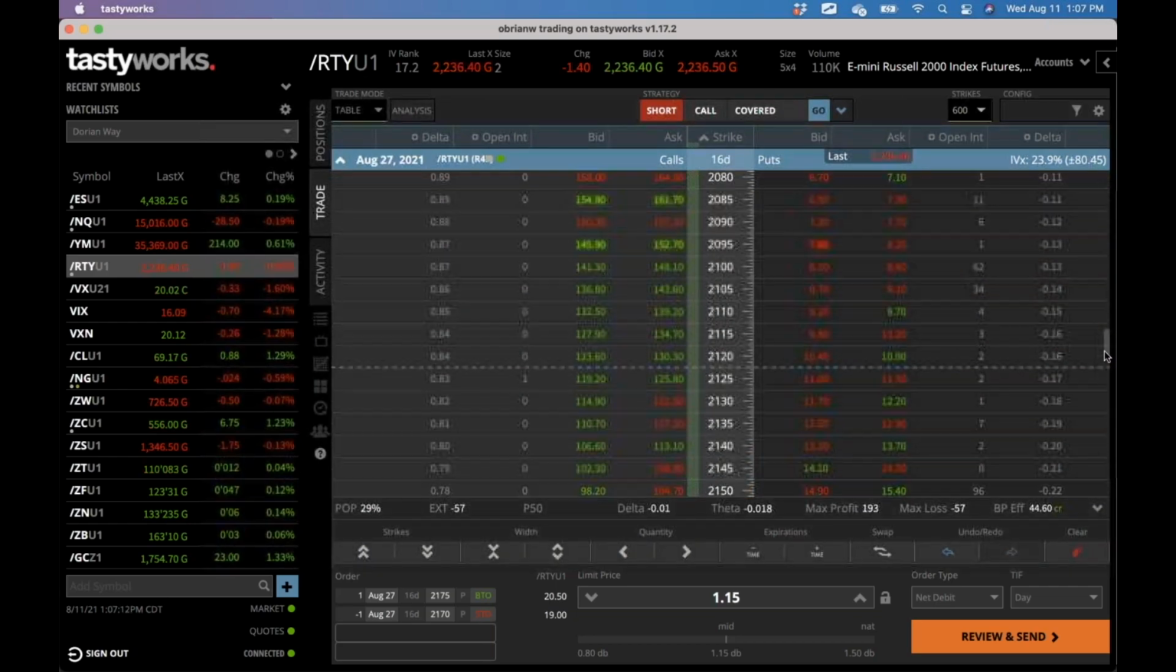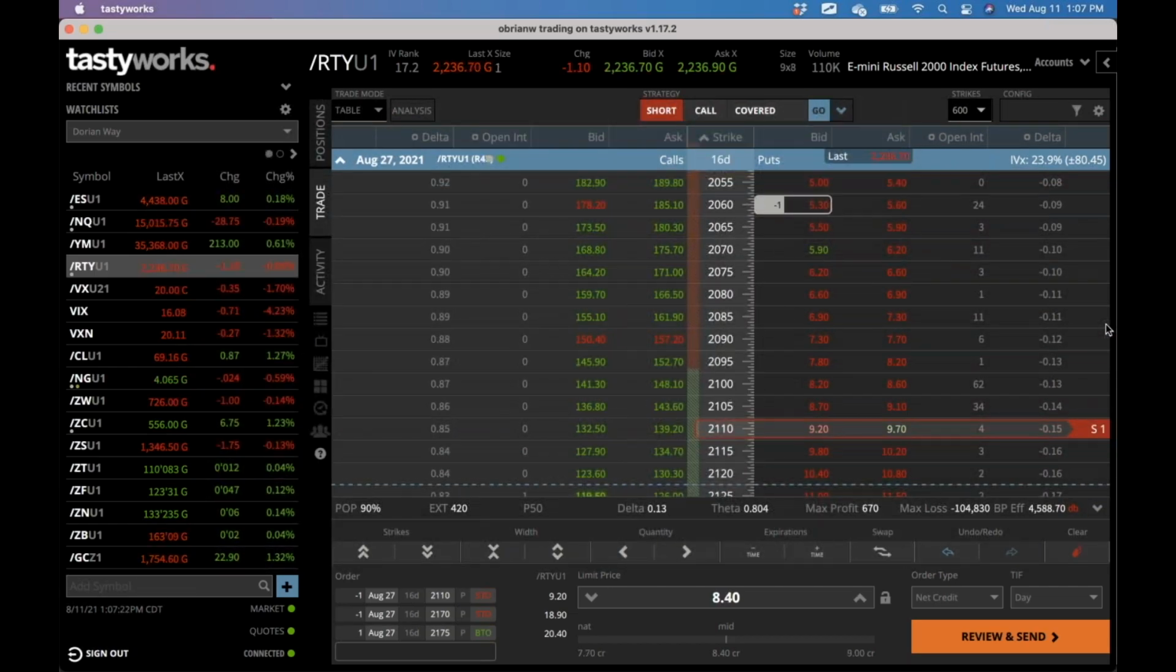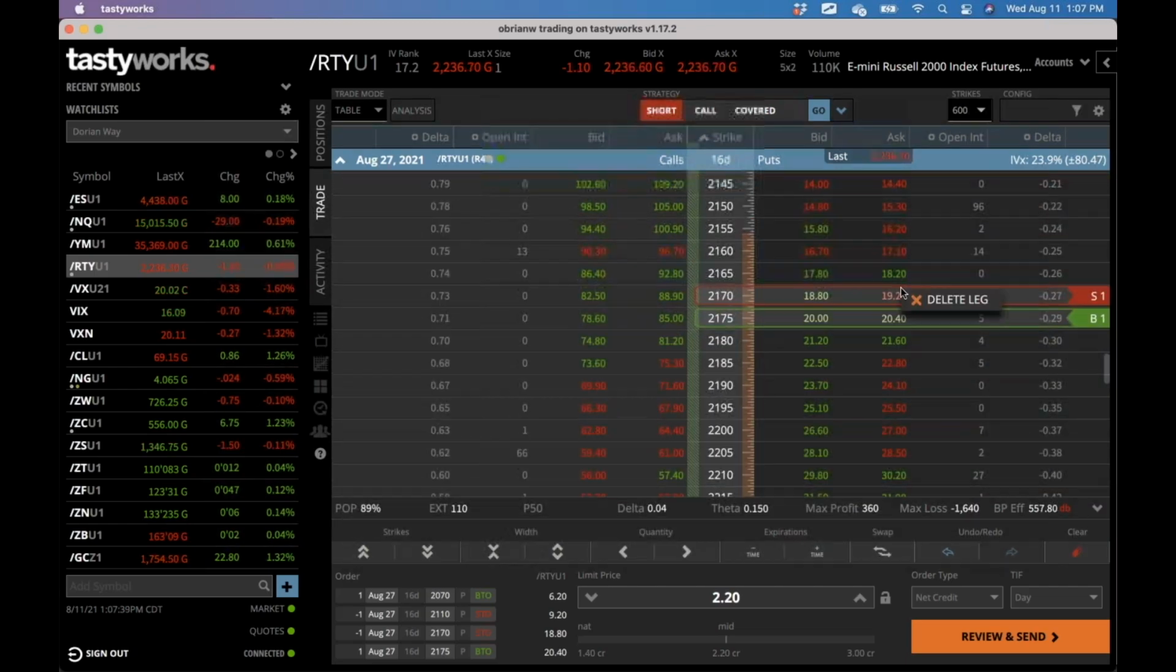Then what we're doing is we're going to sell a put spread now, and we're going to start at the 2110. We're going to sell that. That's a 15 delta, and then we're going to buy the 2070. And we're going to break this down so that you can see just the put side now. One second here, so you can see just the bullish part now.